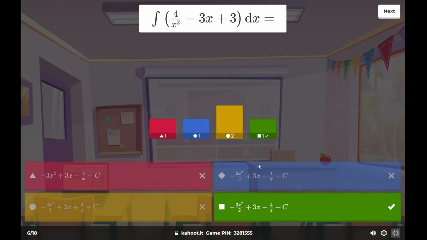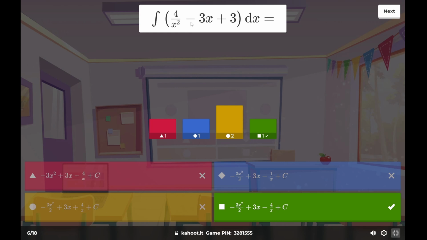Next, this one is a bit tricky. So let's take a quick look. First of all, we have 3 here. If we integrate, we're going to get positive 3x, which all of the answers have, and all the answers have plus c, which is correct.